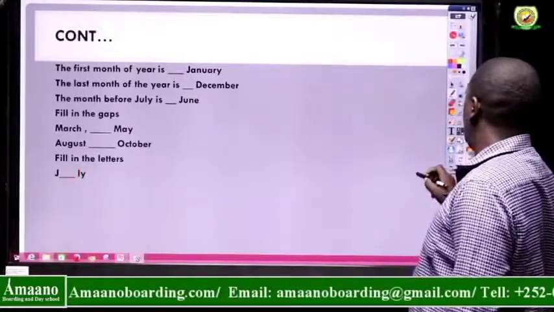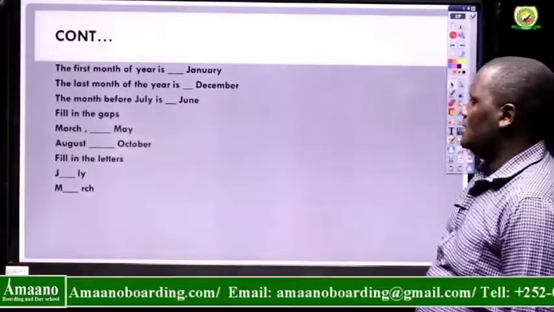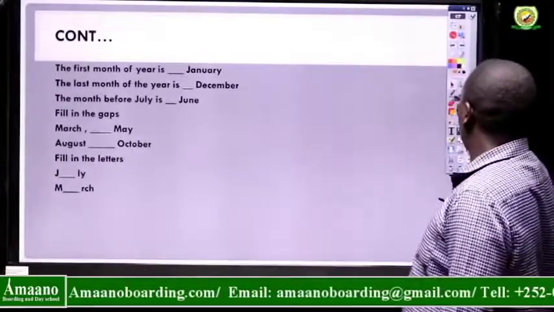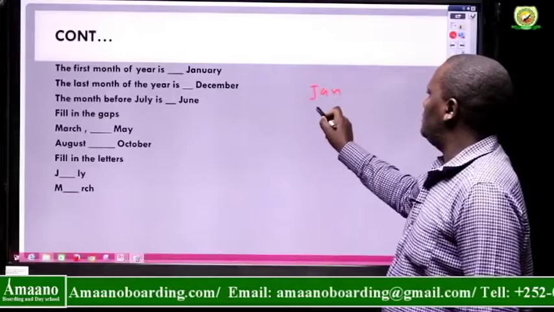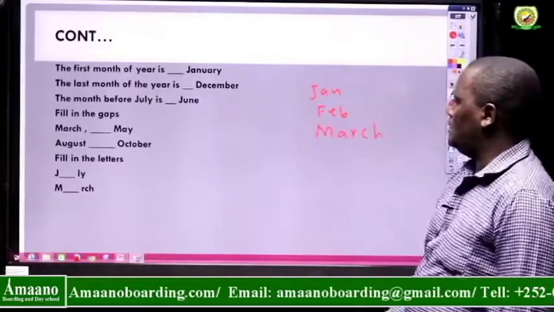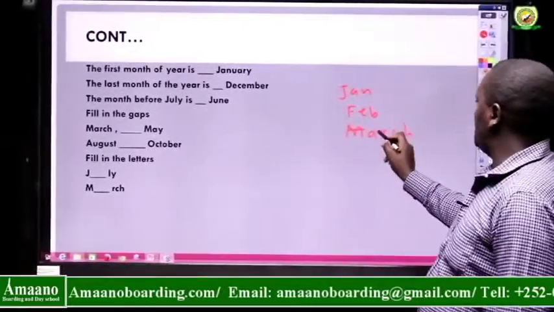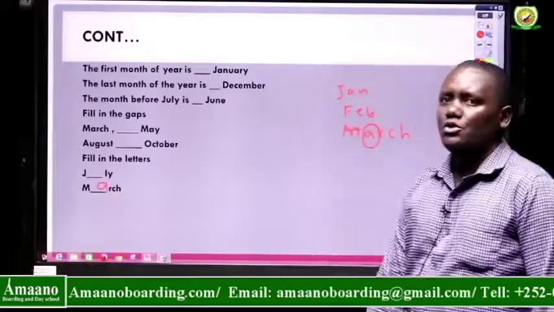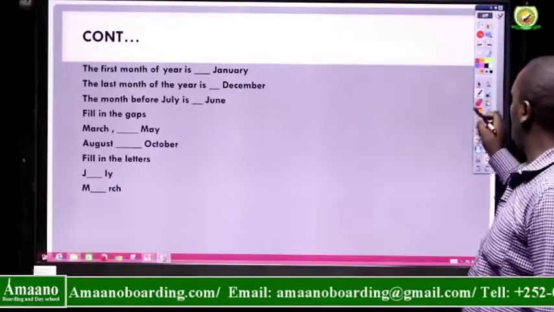Okay. The next one starts with M-R-C-H. We had January, February, March. March is the one that is there. I can see M, and I can see a dash. That is A. This is the letter I am supposed to fill in here to call that month March. Then I go to the next one.